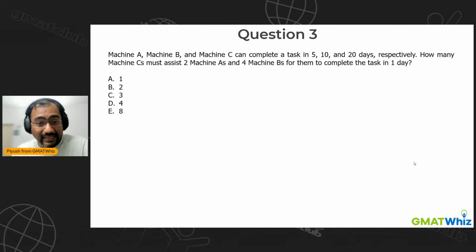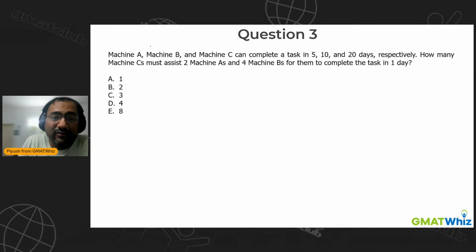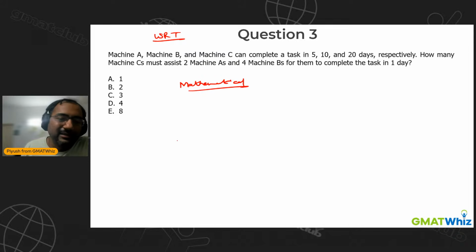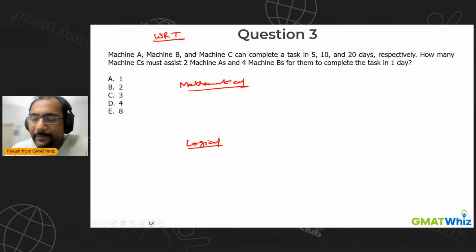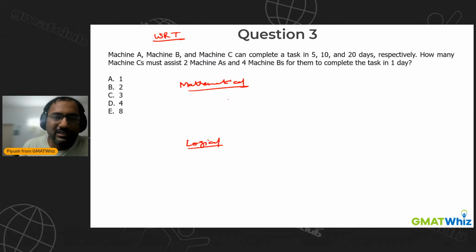Okay, now the next question that we have in front of us is a work rate time question. Now, again, there are two ways to solve this question. One way is the mathematical way. Again, both the methods are actually mathematical, but I would say the second one is more logical in comparison to the first one. So the mathematical or usual way of solving this question is that you take A's rate as 1 by 5, B's rate as 1 by 10, and C's rate as 1 by 20.